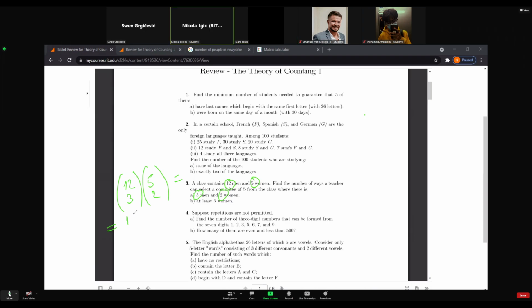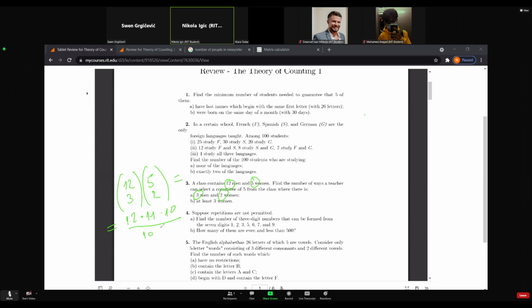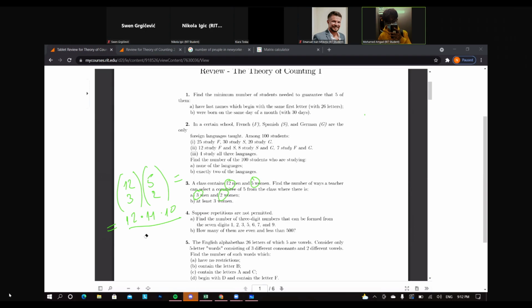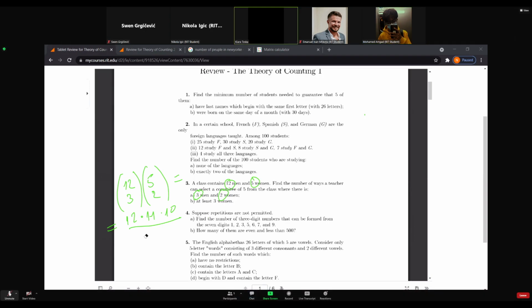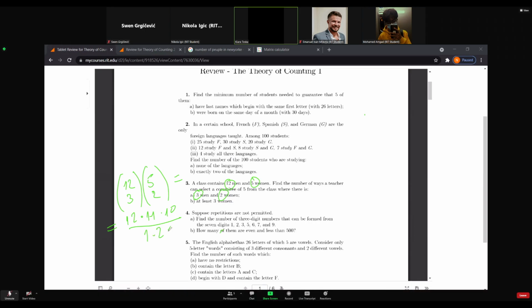I think this battery. Yeah. I wrote 0. Can I ask why we wrote 12, 11, 10? It's the combination formula that I showed you last time. You just implement that one.